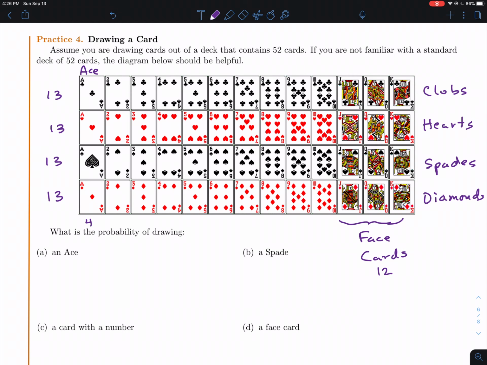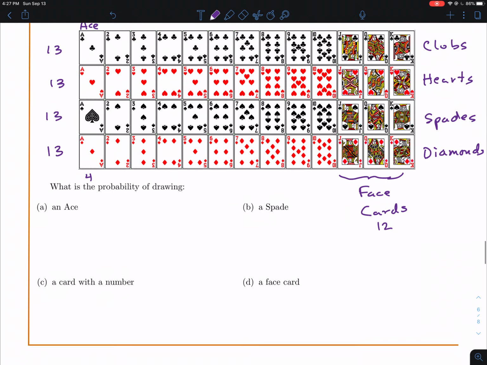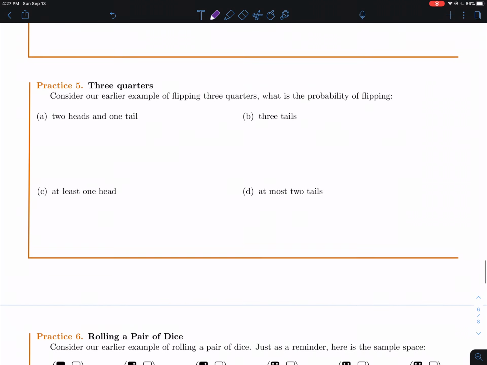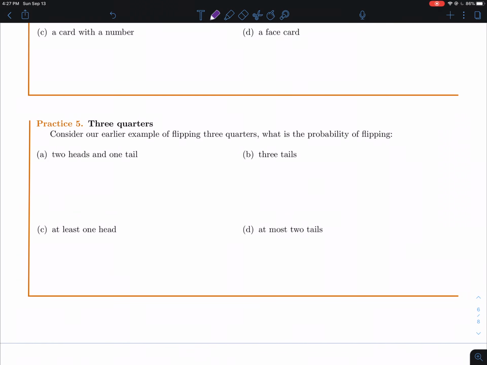So if you've never played cards or anything like that, hopefully the little picture will help you. Definitely ask me questions if you're confused about any of them. And then practice 5, I have you doing the 3/4 example. So first thing you'd want to do is write down that sample space of 8 elements. So go do that and then answer some questions about those.